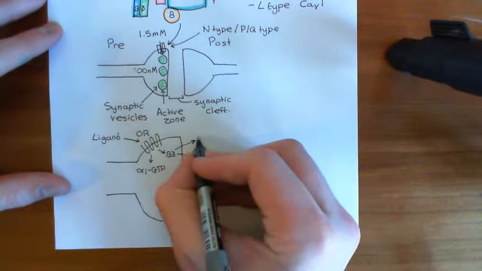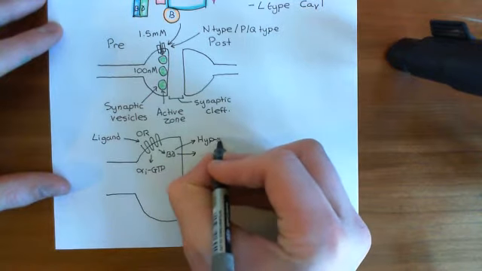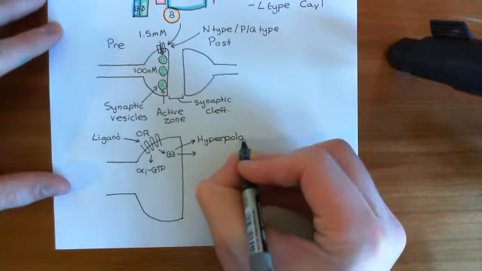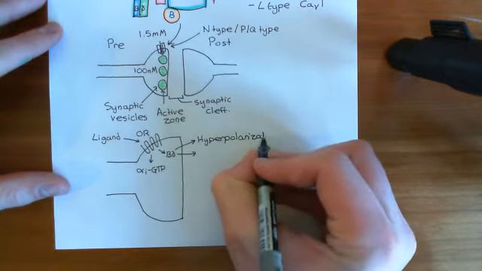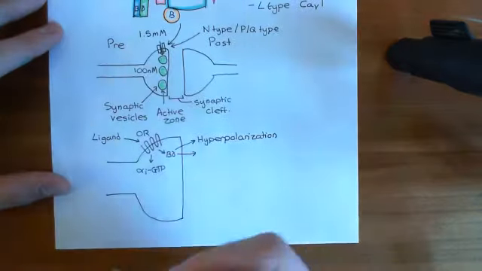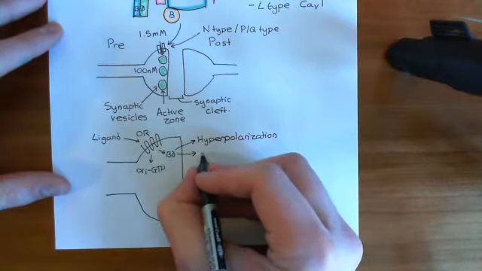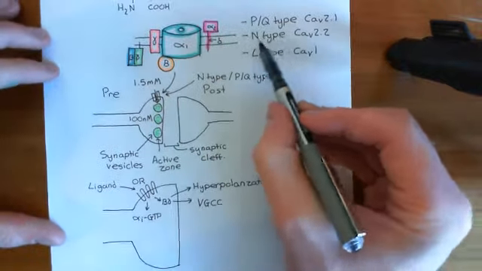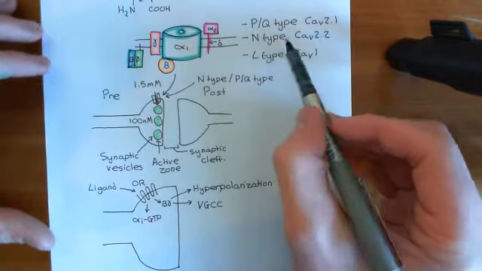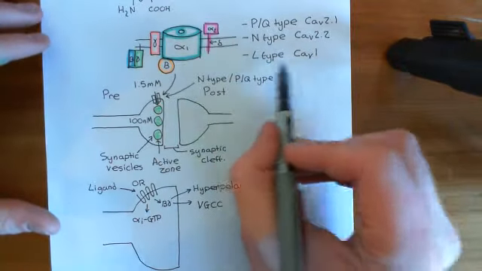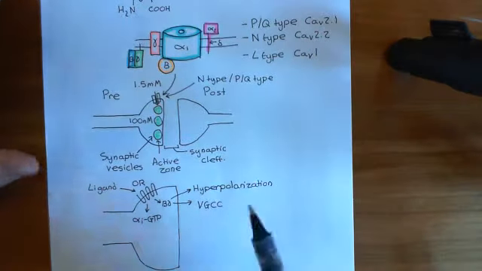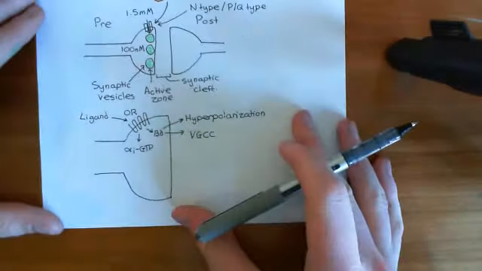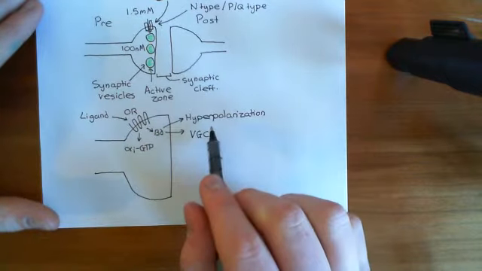It causes hyperpolarization of the membrane by opening those G protein-gated potassium channels, which are members of the inwardly rectifying potassium channel family, and it also inhibits the voltage-gated calcium channels. Specifically, it does inhibit these N-type and PQ-type voltage-gated calcium channels. We're not too interested in L-type with regards to axon terminals because you don't really have L-type voltage-gated calcium channels in axon terminals. Now, what are the two effects of this?